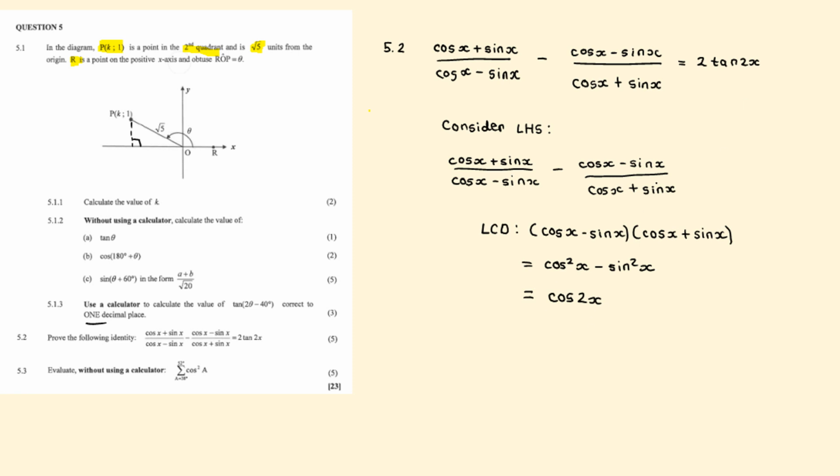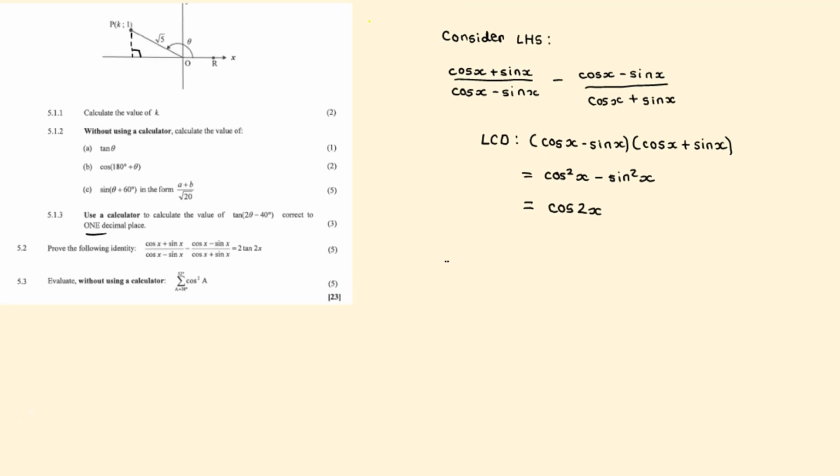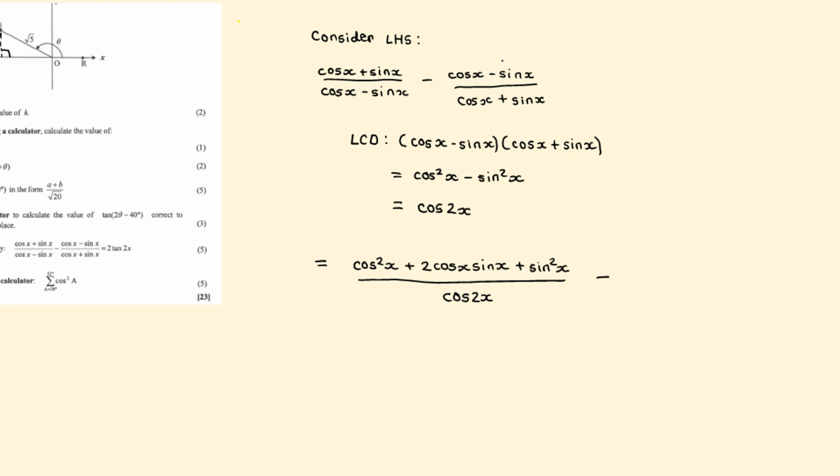Now we can multiply the first fraction with the denominator which we don't have. So cos x plus sine x, we're going to multiply with cos x plus sine x, which will give us cos squared x plus 2 cos x sine x plus sine squared x, all divided by cos of 2x.